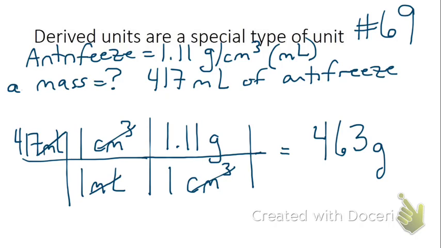Now, whenever you're presented with a derived unit, or a unit that is made up of something divided by something else, if you want to use this railroad method, the numerator always goes on top with the number. The denominator always goes on bottom with the number 1. And so we now have 1.11 grams per centimeter cubed is equal to 463. So if you're given a volume, you should be able to find a weight because of this unit.